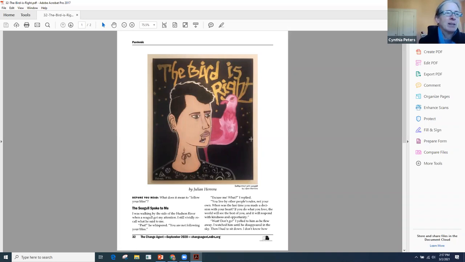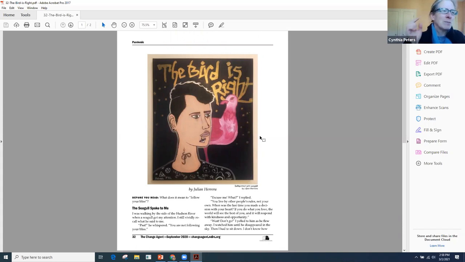I guess I would add a couple things about it. First of all, you could think about this as a reader. What about that title? The Bird Is Right. Doesn't that just kind of affect you? Doesn't it present a little bit of a mystery and make you want to find out how could a bird be right about something?